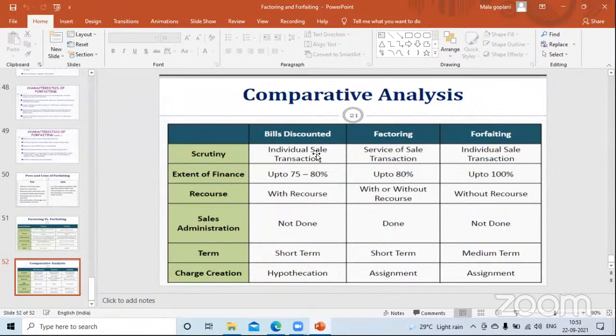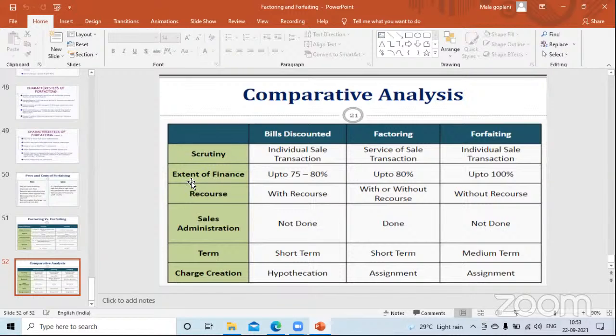But my dear, please note, bills discounting is individual sales transaction within the country. And forfeiting means one bill can also be taken by the forfeiter, but then it is that bill which is exported. I mean, sorry, it is an export bill. It is that bill which shows that you have exported the goods to other countries. Are you getting the difference between bill discounting and forfeiting? Yes or no? Yes, ma'am. Okay.